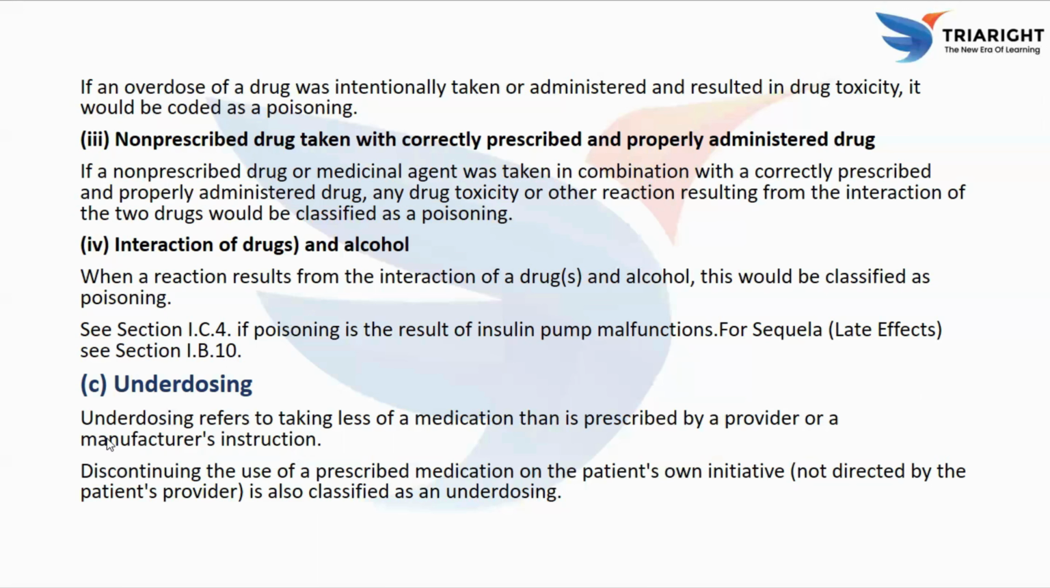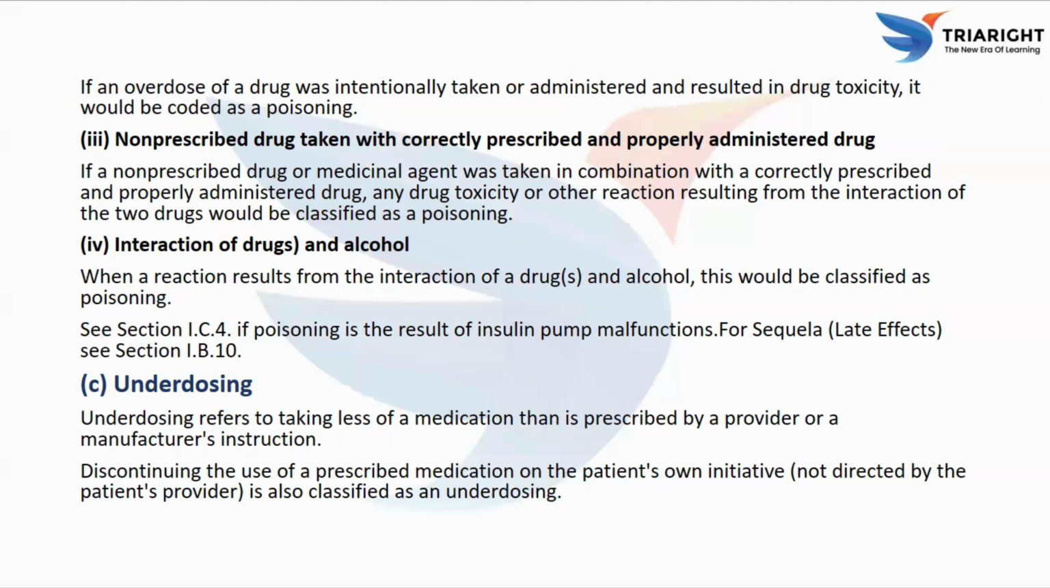So next is underdosing. You have gone through poisoning and adverse effect, and now it is underdosing. What is underdosing? Taking less medication than prescribed or instructed. Underdosing includes skipping doses, reducing the dose on your own, stopping medication without provider instruction, and also not refilling the medication. So this is not poisoning, this is underdosing.